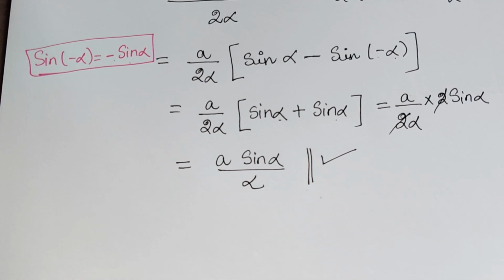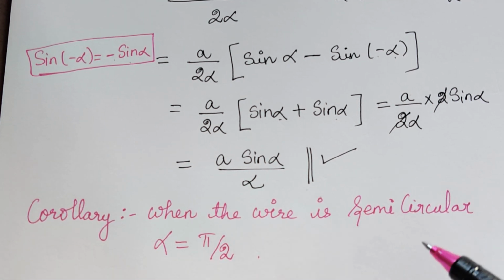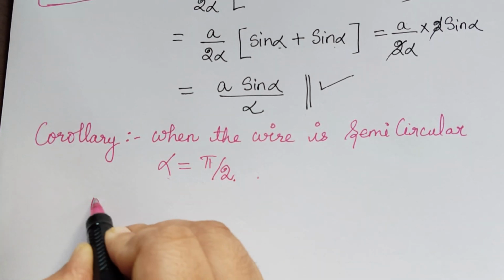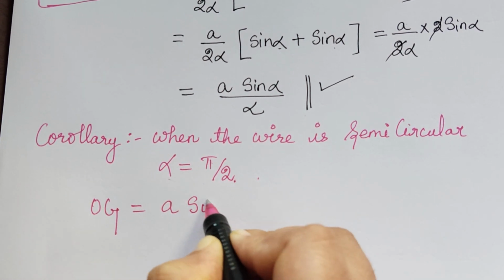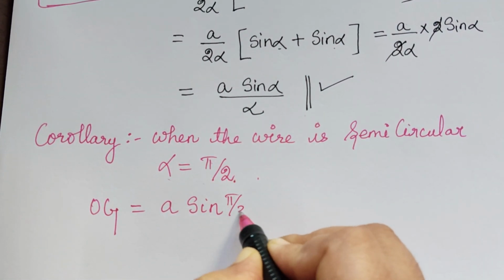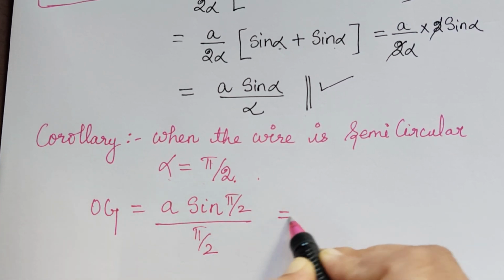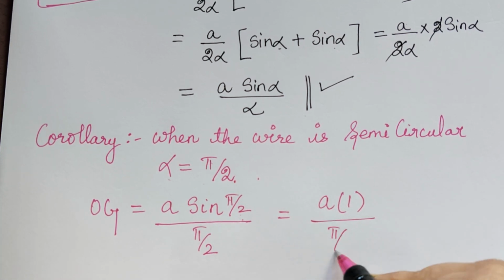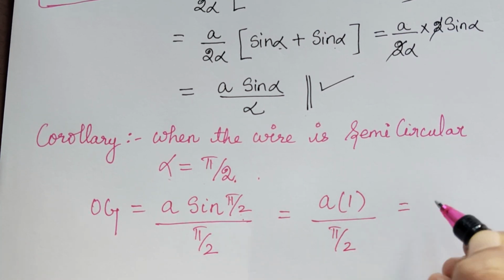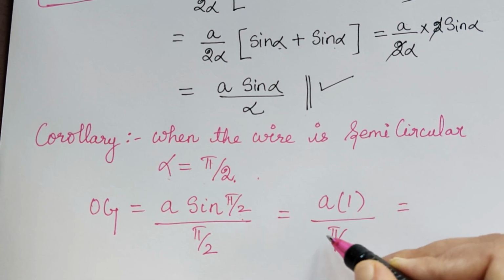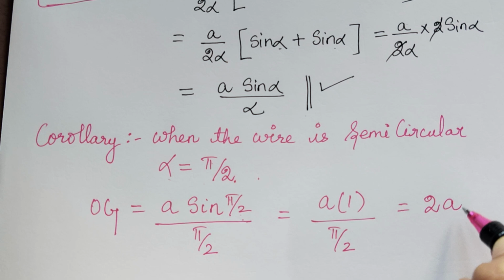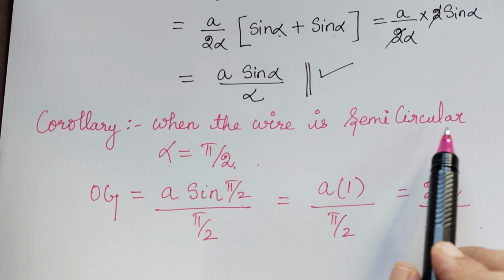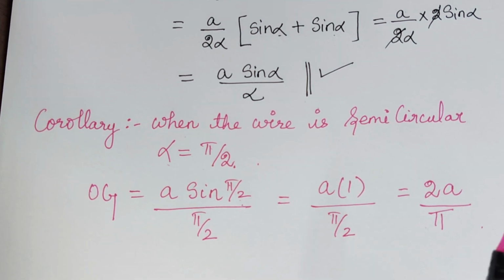Now next we have a small corollary by using this. When the wire is a semicircular wire, the value of alpha will be equal to pi by 2. So if alpha is pi by 2, OG will be equal to A sine pi by 2 divided by pi by 2. What is sine pi by 2? It is sine 90, which is 1, divided by pi by 2, and the 2 in the denominator of the denominator becomes the numerator. Therefore the center of mass for a wire in the semicircular form is given by 2a by pi.